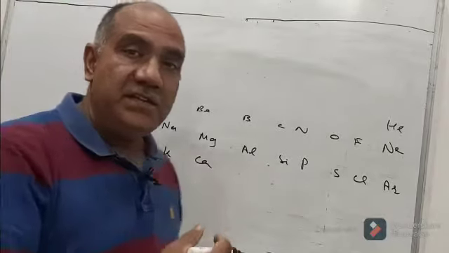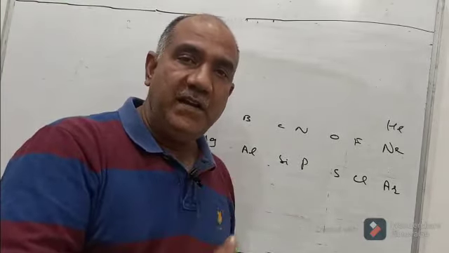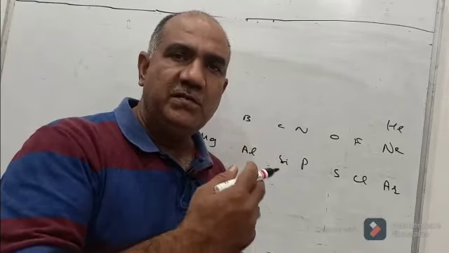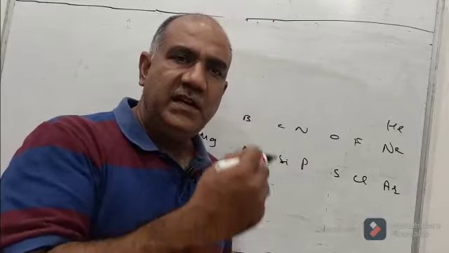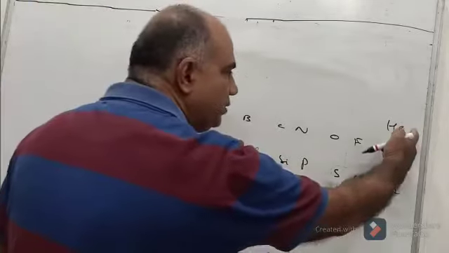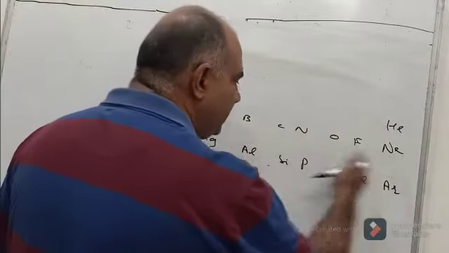These elements are arranged according to the modern periodic law given by Henry Moseley, and according to it, elements are to be arranged in the increasing order of their atomic numbers, consecutively. See, this is atomic number 1, then atomic number 2, 3, 4, 5, 6, 7, 8, 9, 10, like this.